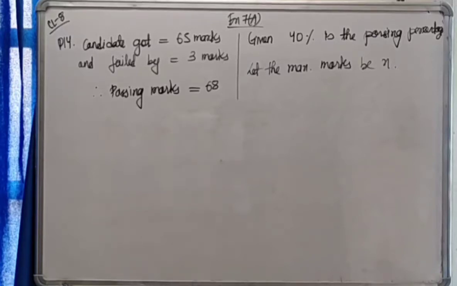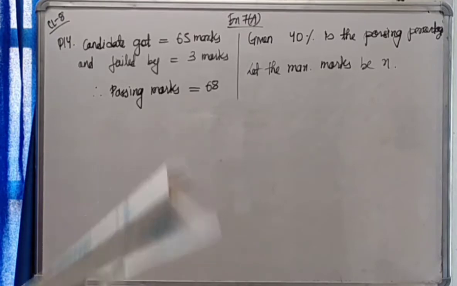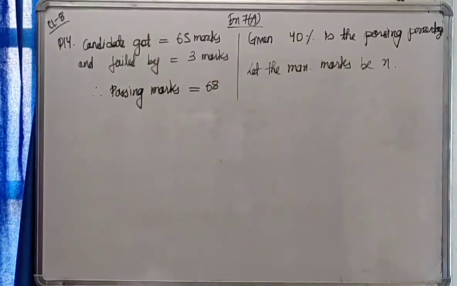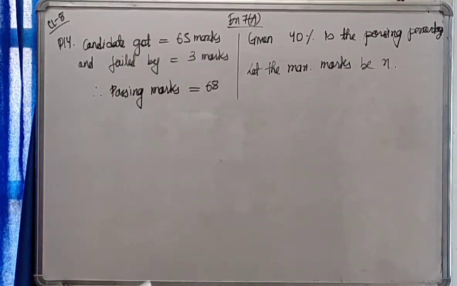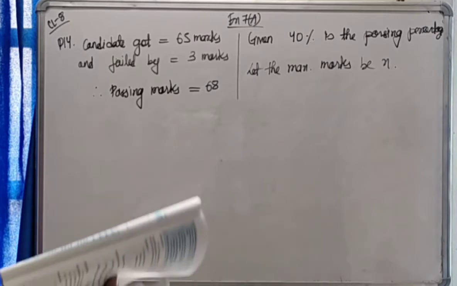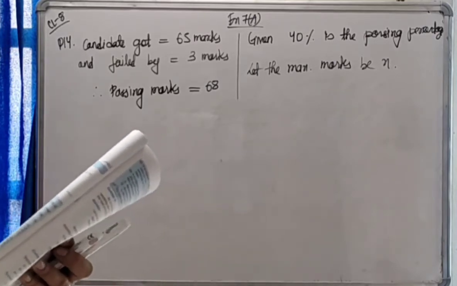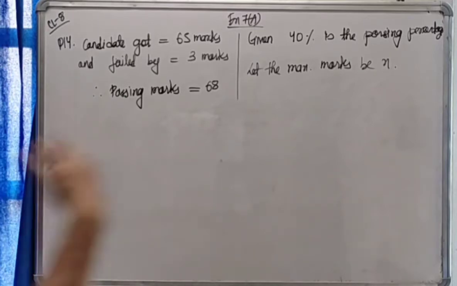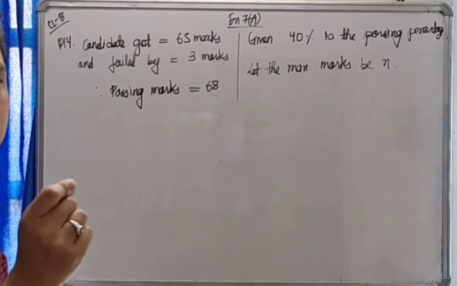In today's class we are starting from question number 14. Your question says, in an examination the pass marks is 40%. Given that 40% is the passing percentage, 40% you have to get. If a candidate gets 65 marks and fails by 3 marks, find the maximum marks. Given to us, 40% is the passing marks of each student.